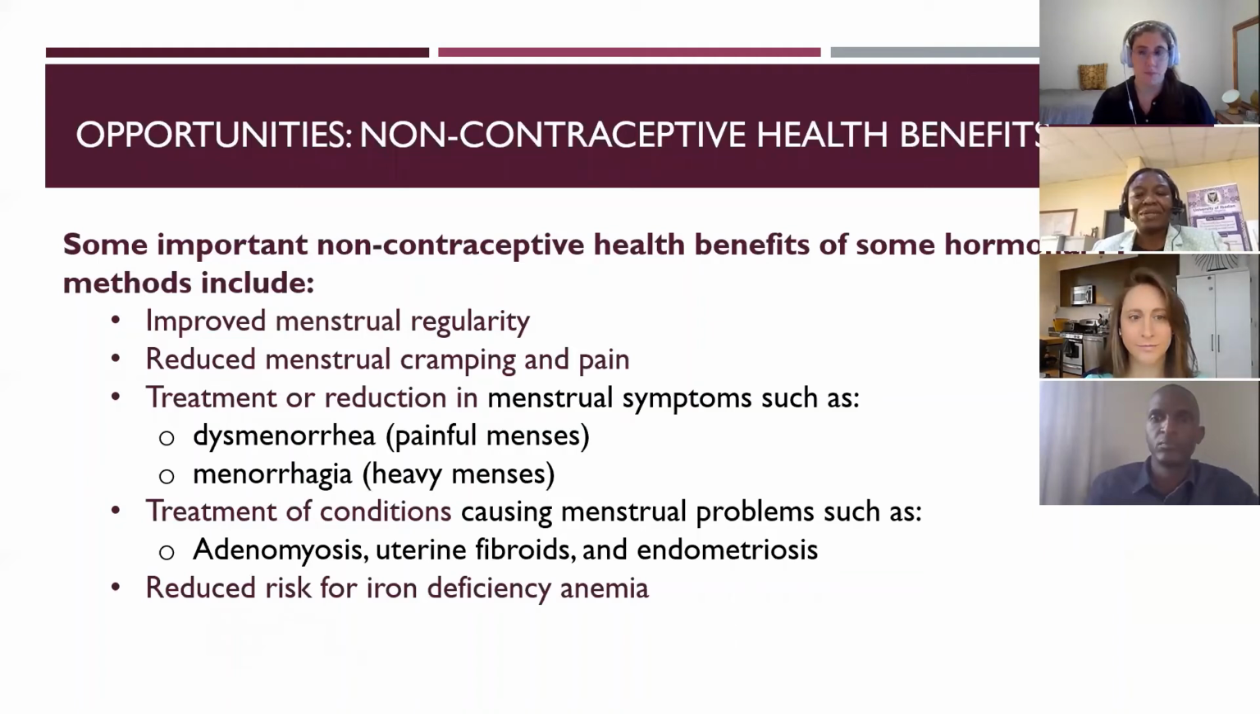As I've already alluded to, there are potential non-contraceptive health benefits of some hormonal family planning methods, and these include improved menstrual regularity, reduced menstrual cramping and/or pain, and treatment or reduction in the symptoms of menstrual disorders and menstruation-related diagnoses. Also, reduced risk of iron deficiency anemia. So we can see that there are opportunities that can bring about ways in which we can think about CIMCs differently as well. Now I'd like to hand it over to Chelsea.